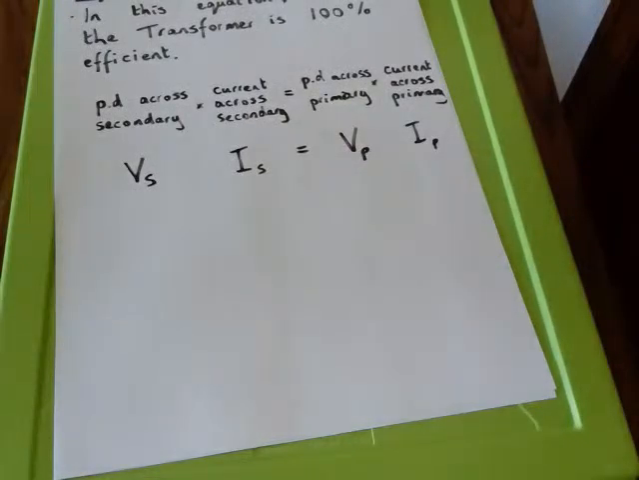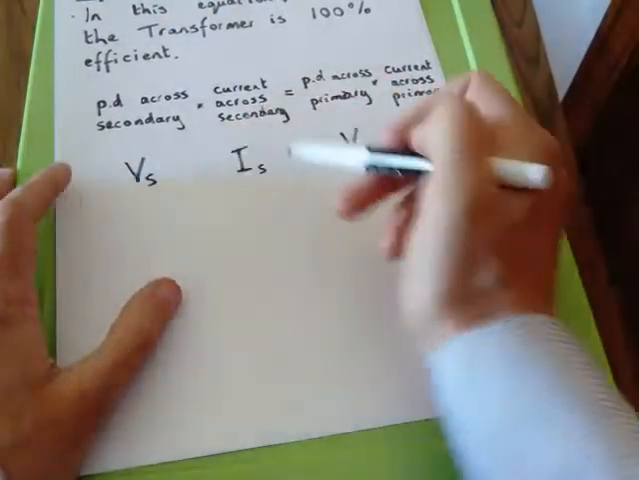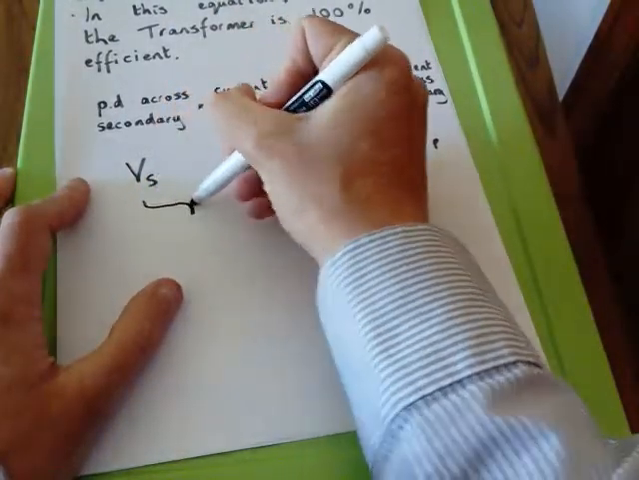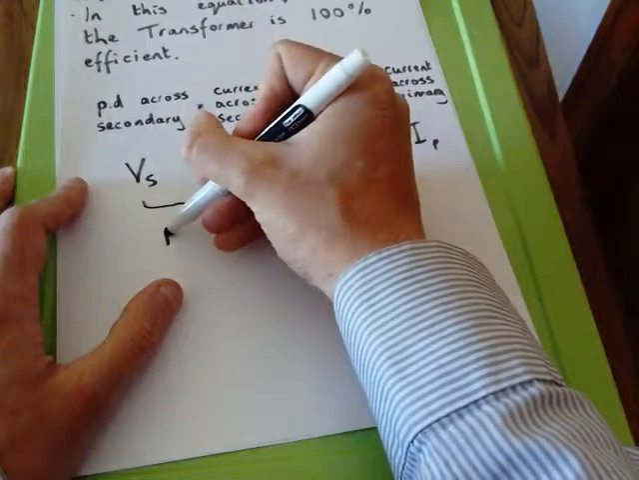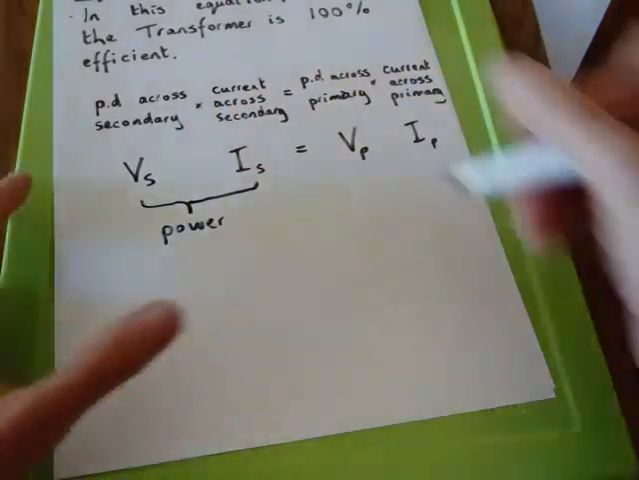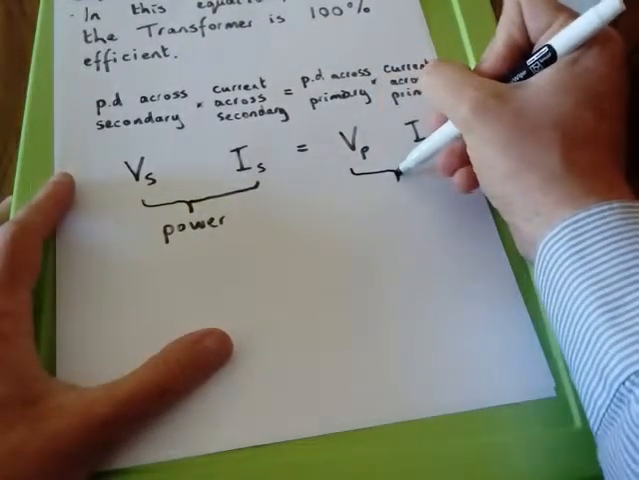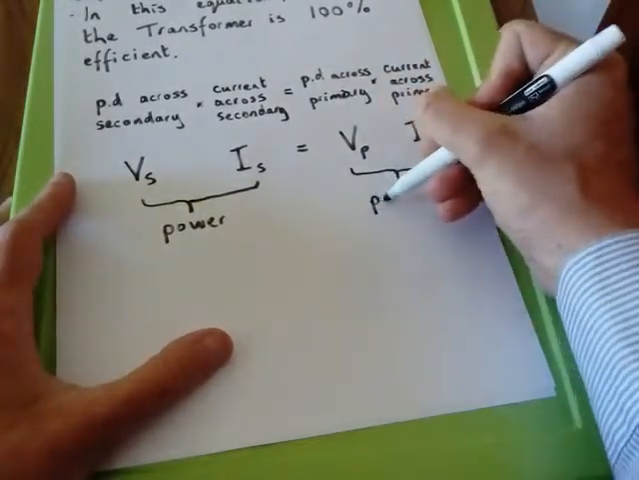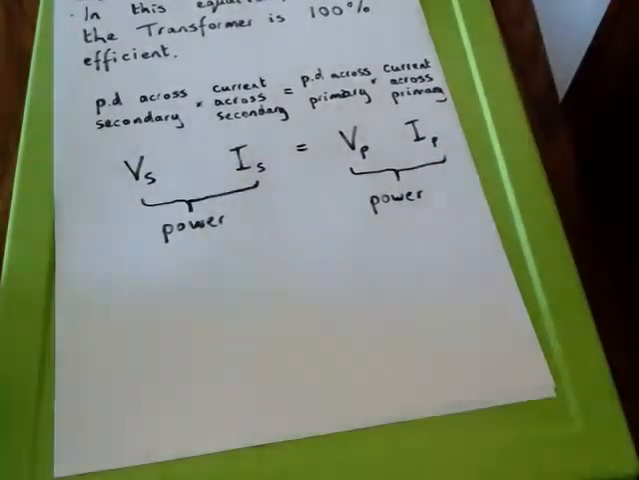Remember, and you don't need to write what I'm about to, but you may wish to, it's not part of the equation, but Vi, that is just power. We learned that when we studied electricity. So what it's really saying is however much power you have on one side is equal to however much power you have on the other side.